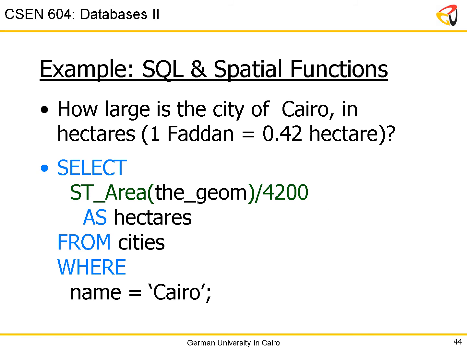Here is a second example. Let's again try to read the SQL first. Let's say select ST_Area, so I'm computing the area of some polygon, the geometry, divided by 4,200, that's basically converting it into hectares or faddans, from city where name equals Cairo. So basically I am calculating the area of Cairo. Again note here that the mix is quite nice. I'm basically writing SQL, except now I have these spatial functions.